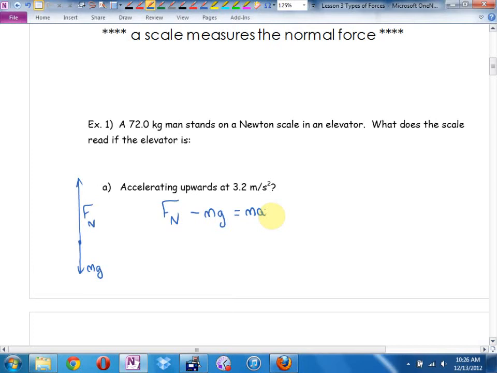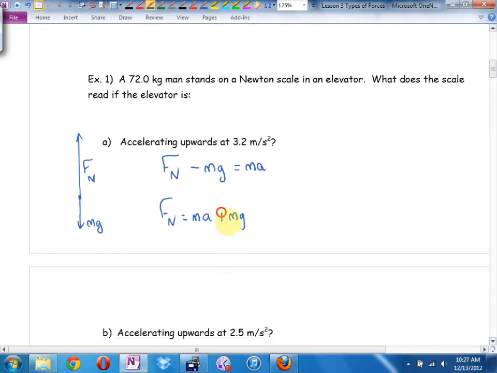Okay. How do we get the normal force by itself? Darn right. Normal force is going to be MA plus mg plus, Mr. Duick. That's not a minus there, it's a plus, honest. There we go. 72, 3.2 plus 72 times 9.8. What do you get?